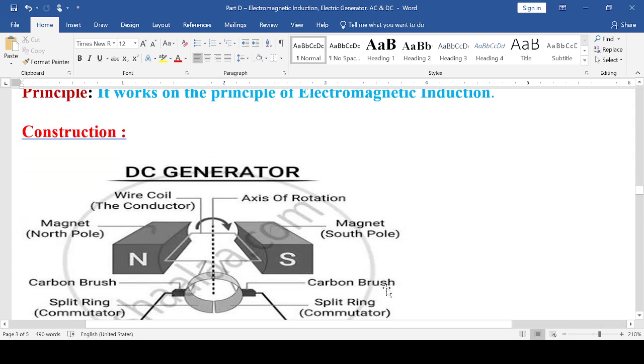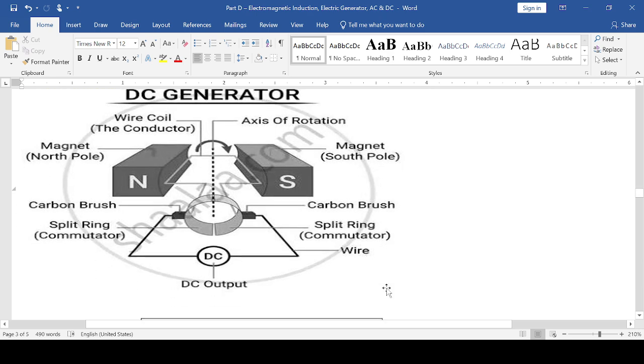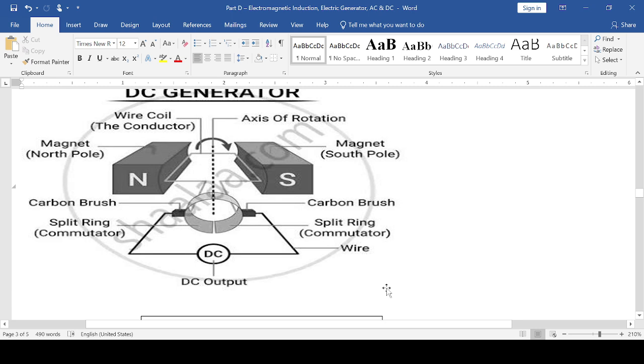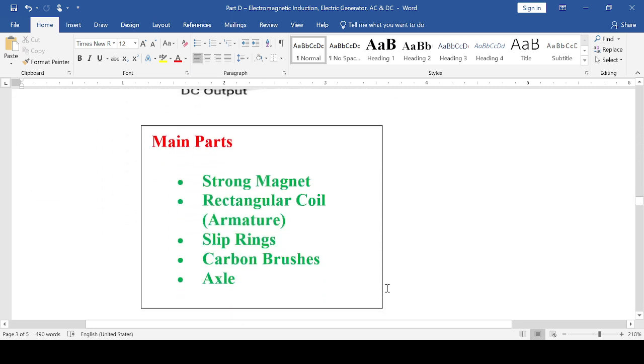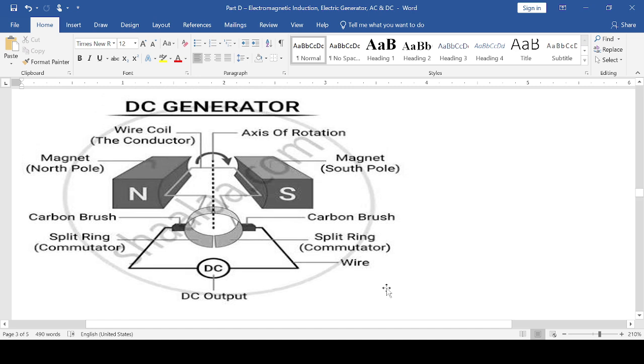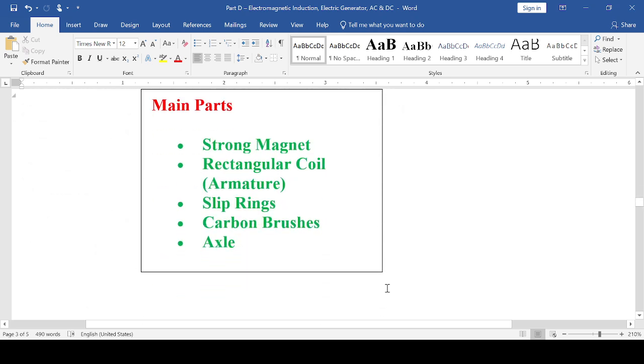Check the image. The construction part. You have here the DC generator, the wire, coil, magnet, carbon brush, split rings. The main parts for it: strong magnet, rectangular coil, slip rings and carbon brushes and axle. Check the image properly. And these are the main parts in it.